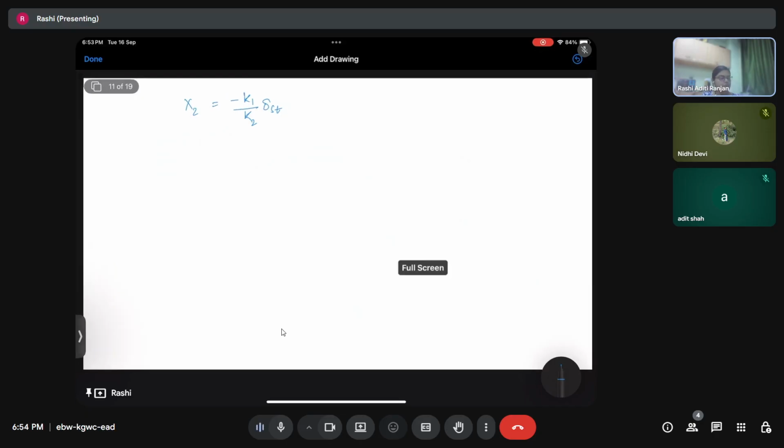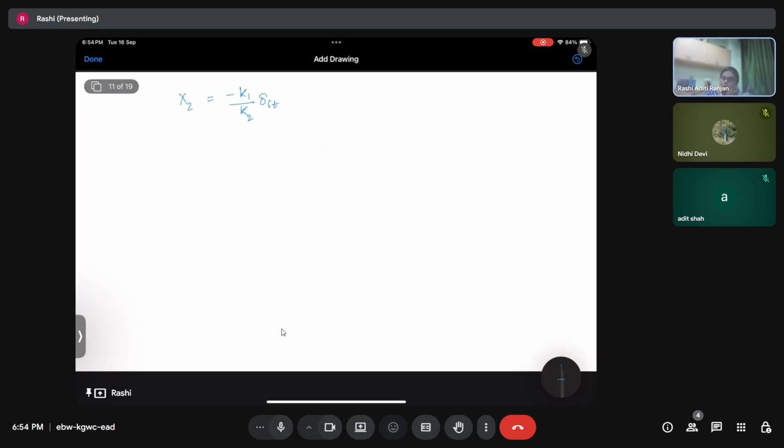Okay. So what can I do about delta static? Delta static is nothing but F naught by k1. So if I replace it with F naught by k1, I'm going to get minus F naught by k2. So k2 into X2 is minus F naught.